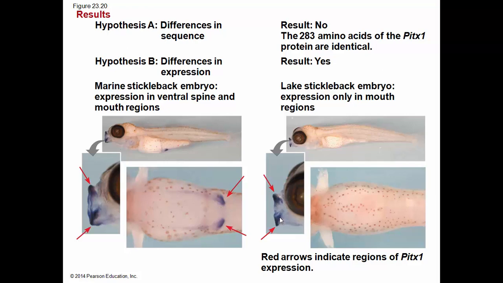So the loss or reduction of ventral spines in lake populations of three-spine stickleback fish appears to have resulted primarily from a change in the regulation of PITX1 gene expression and not from the gene sequence. Okay, so it's the gene expression that had the evolutionary effect here, not the change in the DNA.